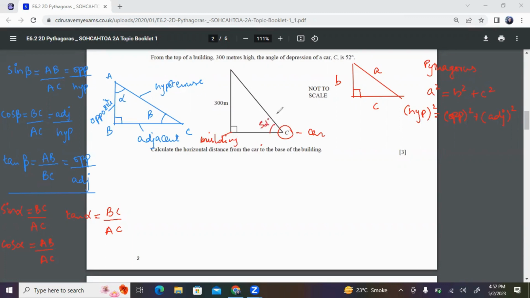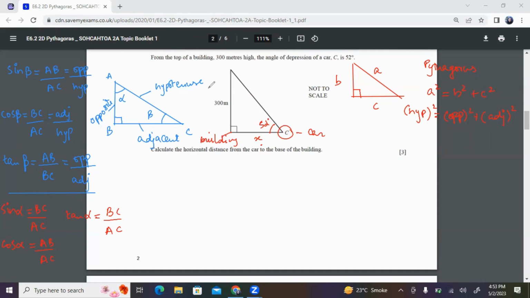Now, for those of you who don't know what the angle of depression is, it's the angle that you make when you're looking down at something. So if you're looking down at the car from the top of the building, this is going to be an angle of depression. And the opposite of angle of depression is the angle of elevation, which is when you're looking up. So that's the difference between the angle of elevation and depression. So going back to this, it wants us to calculate the horizontal distance, which is basically this.